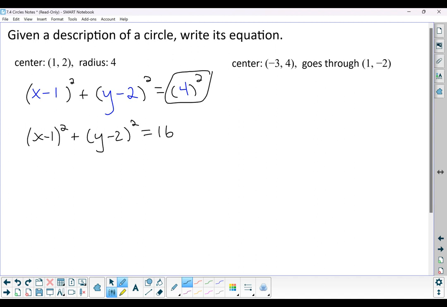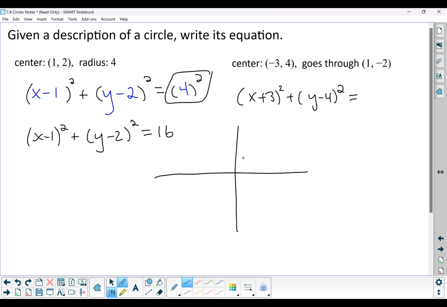This next problem is a little bit different. There are 2 strategies that you can use to solve it. So maybe you just see center and you start writing and you're like, okay, this will be x plus 3 squared plus y minus 4 squared is equal to, and then you're like, wait, the radius isn't given to me. This one doesn't tell you the radius. So a strategy for this problem is to sketch it. That's what I'm going to show you first.